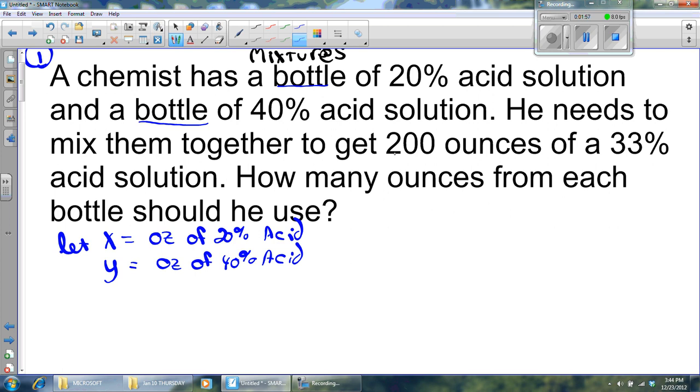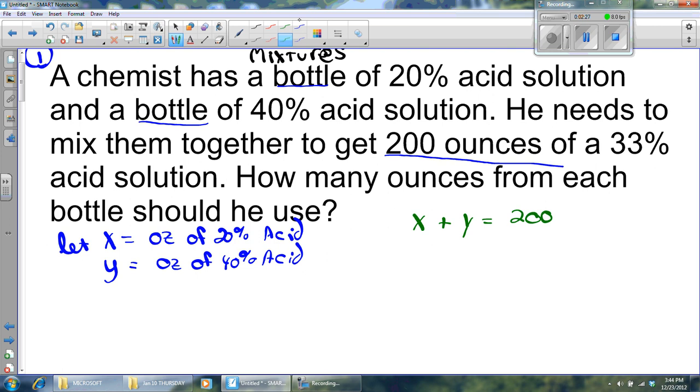I know I need 200 ounces, right? Well, I'm taking x ounces from one bottle, y ounces from the other. So my first equation is going to be x plus y equals 200. See that? That's the ounces from one bottle plus the ounces from the other bottle equals the total number of ounces I'm going to need. Now the next equation is easy once you have this one done.